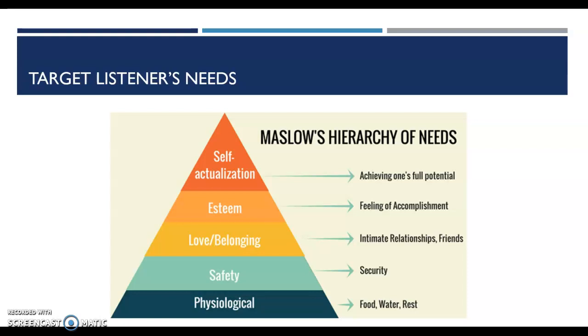So the idea behind this with persuasive speaking is, if you're trying to persuade someone to believe what you're presenting them with, and their needs towards the bottom of the pyramid are not met, you can expect them to have a need that's higher on the pyramid met through your persuasion.